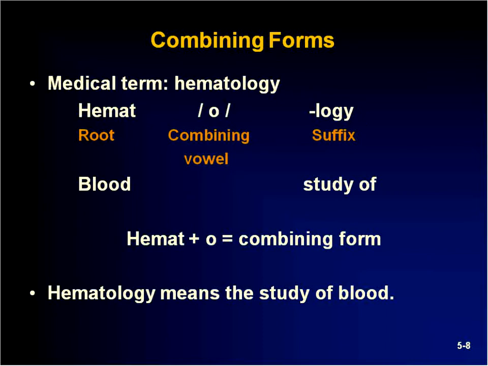So let's practice breaking down some of these terms here. We've got the medical term hematology. To better understand combining forms, we use this word, hematology. When the term hematology is broken down into its parts, the root word is hemat, H-E-M-A-T, which means blood. And the suffix -ology means the study of. So we've got the combining vowel O. Hemat plus the combining vowel O makes hemato, making up that combining form. And when you add all the parts together, we've got hematology, which is the study of blood.